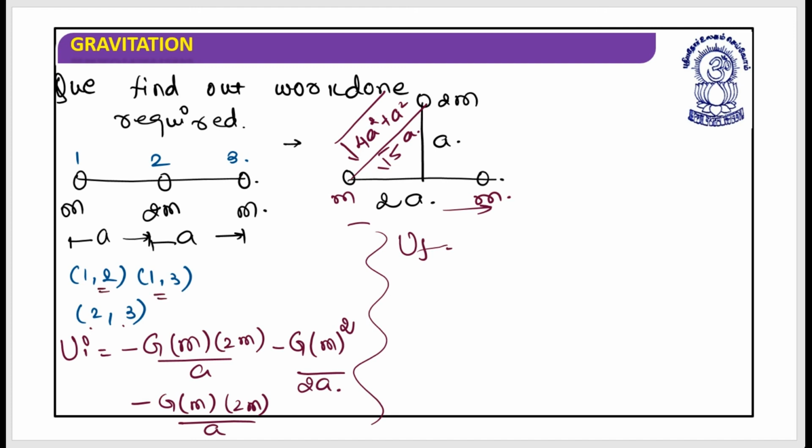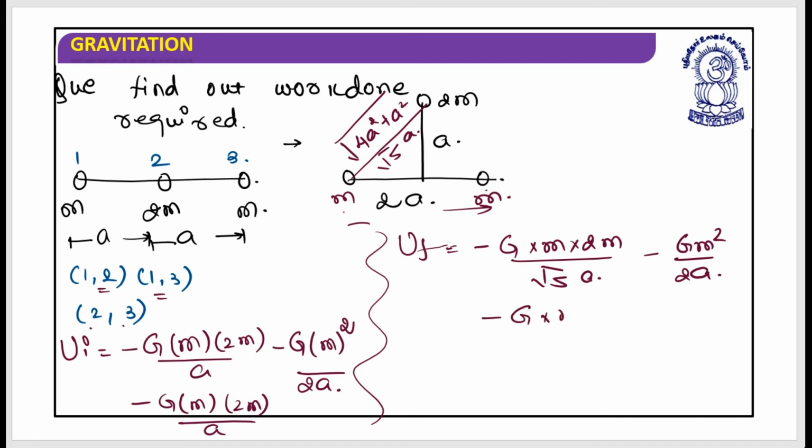So let's call it 1 comma 2. This is equal to minus of G into M into 2M divided by root of 5A. Next, 1 comma 3, it's minus of GM square by 2A. Next, this comma this, it's minus of G into M into 2M divided by root of 5A.